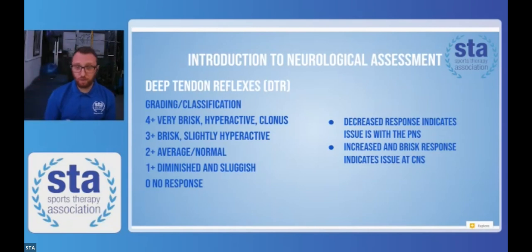So you need to be aware that if you're not doing it right, you are not going to get a response. And what you're going to use these for is that the grading system will indicate whereabouts the issues may lie. Decreased, diminished, or no response may indicate something with the peripheral nervous system. But obviously, if they're getting no response, it may indicate something with the central nervous system as well. An increased response, like clonus and really hyperactive movement, indicates more central nervous system involvement. If you're getting clonus, it's indicating pathologies, so we need to get them moved on for further investigation.